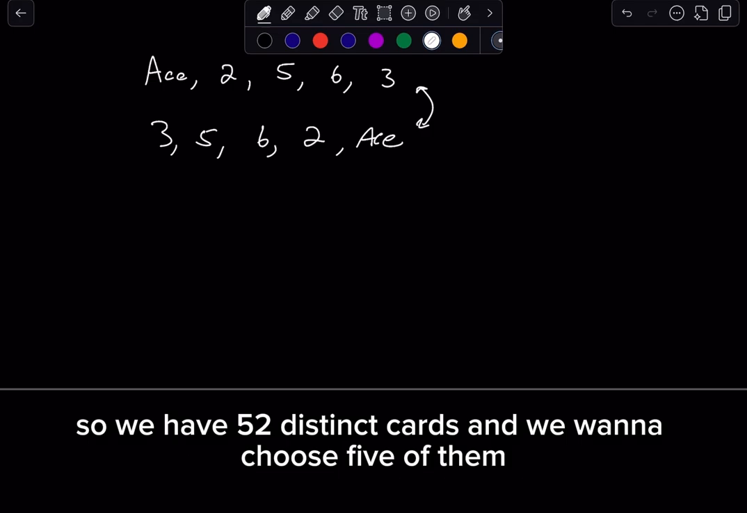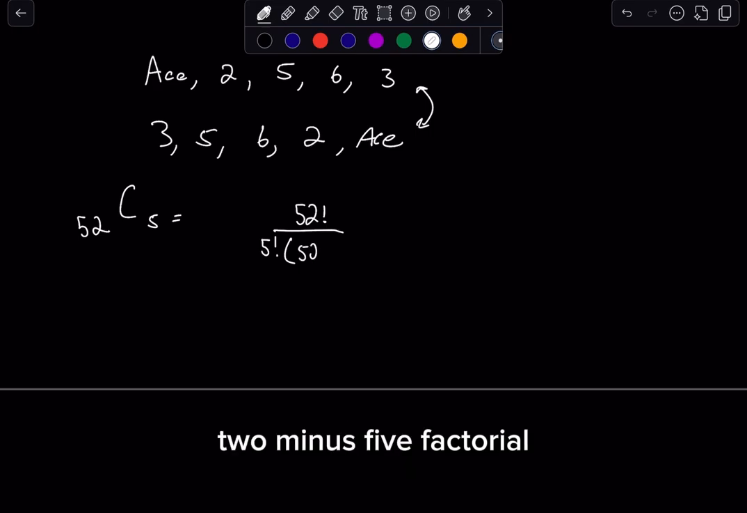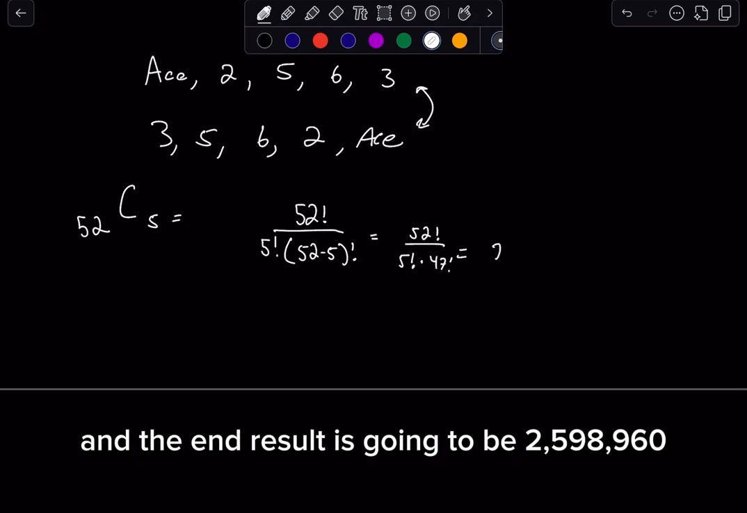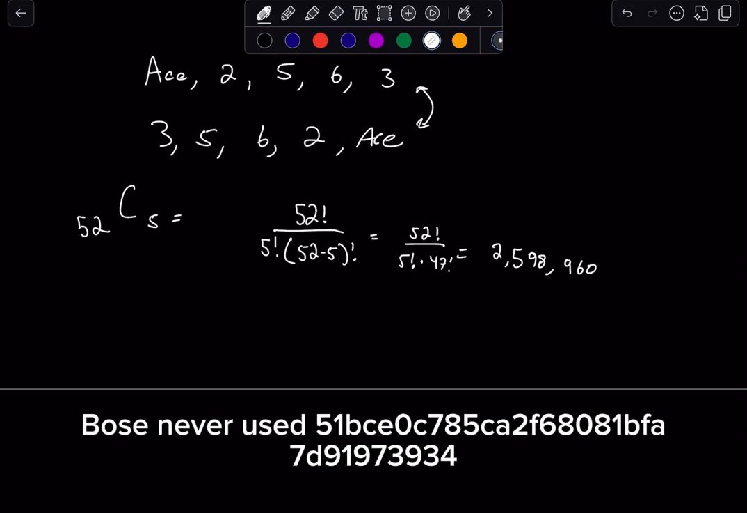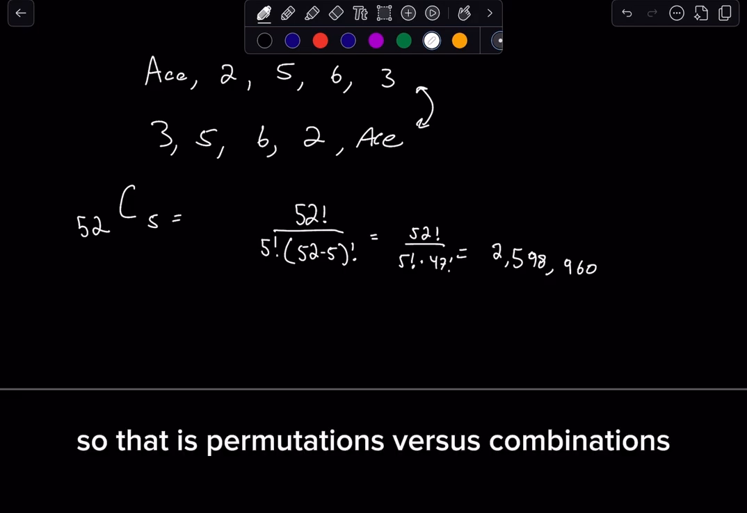So we have 52 distinct cards, and we want to choose 5 of them. So it's going to be 52 factorial over 5 factorial times (52 minus 5) factorial. It's going to be 52 factorial over 5 factorial times 47 factorial. And the end result is going to be 2,598,960. So that is permutations versus combinations.